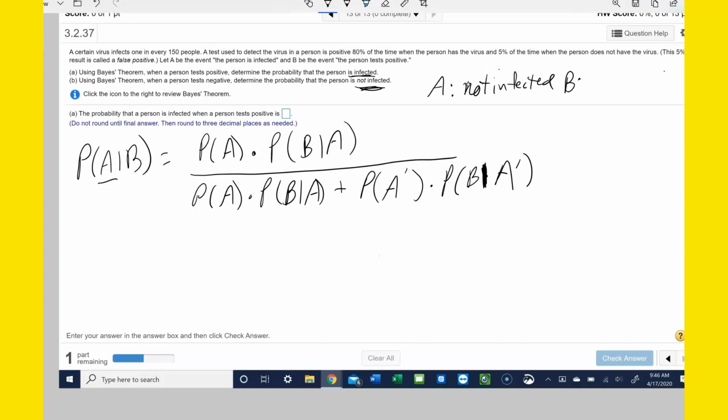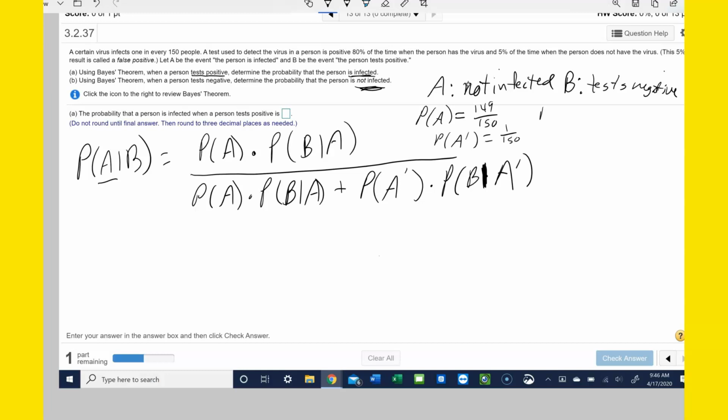And B is going to be, can you guess what B is going to be? It's going to be test negative. All right, because last time it was test positive. Okay? So let's see if I can do this. The probability of A, not being infected, is 149 out of 150. Probability of not A this time would be being infected, which would be 1 out of 150.